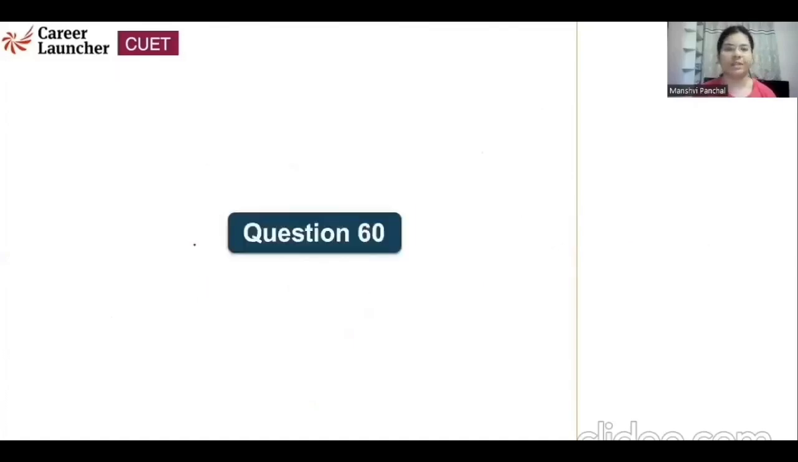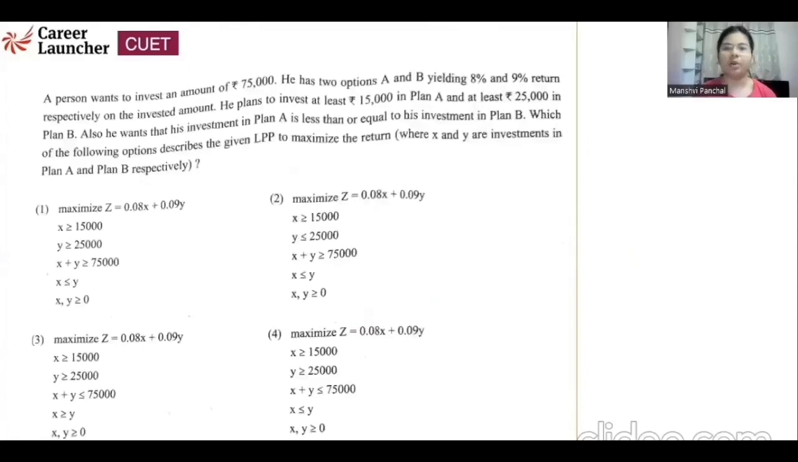Then we have question number 16. A person wants to invest. So this is an LPP problem. He wants to invest 75,000 rupees. He has two options, A and B, yielding 8% and 9% interest on the invested amount. He plans to save at least 15,000 in plan A and at least 25,000 in plan B. Also, he wants his investment in plan A to be less than or equal to his investment in plan B. Which of the following options describes the best LPP to maximize the return?